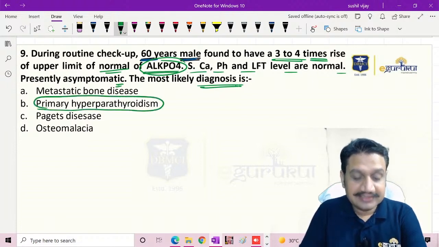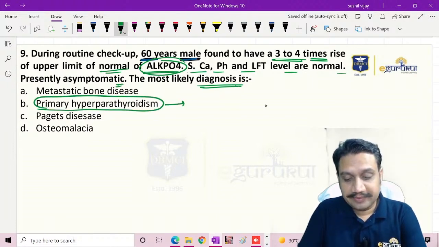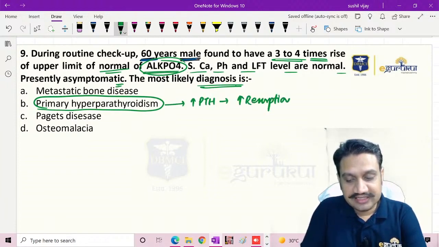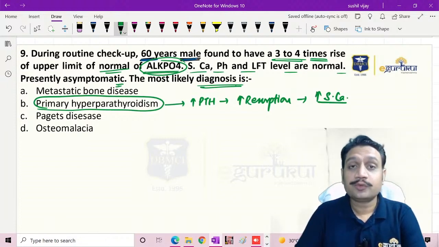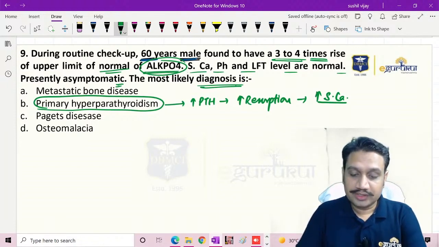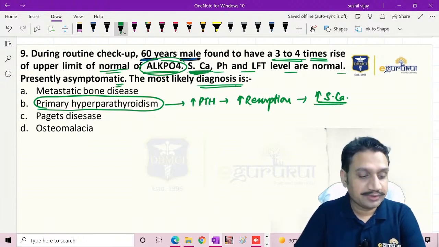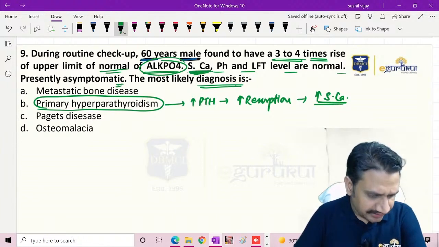In hyperparathyroidism, what will happen, Chetan? Increase PTH, increase resorption. So what is that going to lead to? Will serum calcium rise or not? Won't that lead to an increase in serum calcium? What do you suggest? Will there be or not? So here it is being said that serum calcium is normal. So here serum calcium should rise. Paget: isolated increase in ALP.